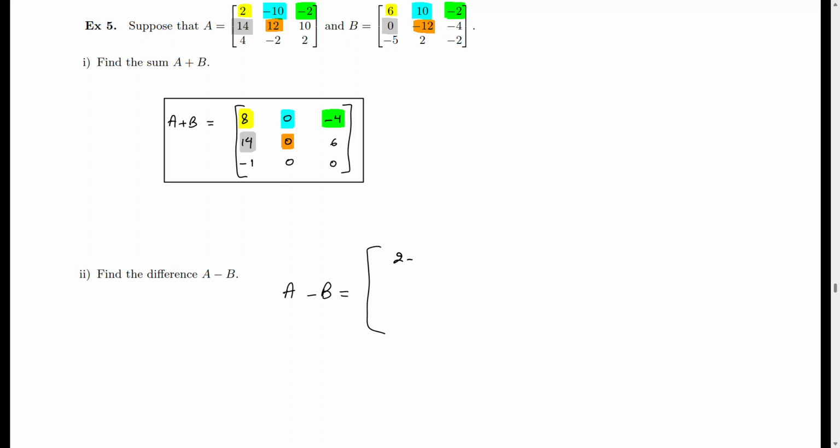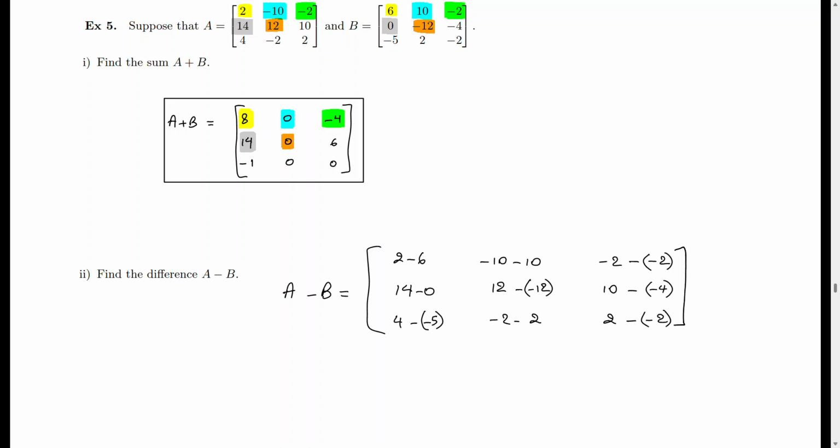So I'm supposed to subtract 2 minus 6 first, then I'm supposed to subtract negative 10 with the other negative 10, then I'm supposed to subtract negative 2 with another negative 2. So I'm putting the numbers, I'm not finding the answers yet because it's a little bit more confusing. The next one is 14, and we're subtracting 0 from that. Then we have 12, and we're subtracting a negative 12 from that. Then we have 10, we're subtracting a negative 4. And finally, the last row, 4, subtracting negative 5. And negative 2, we're subtracting a 2. Finally, we have a 2, and we're subtracting another negative 2.